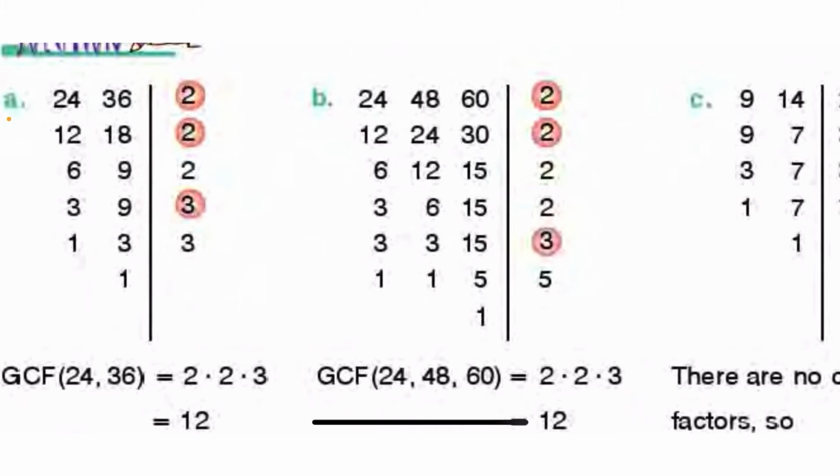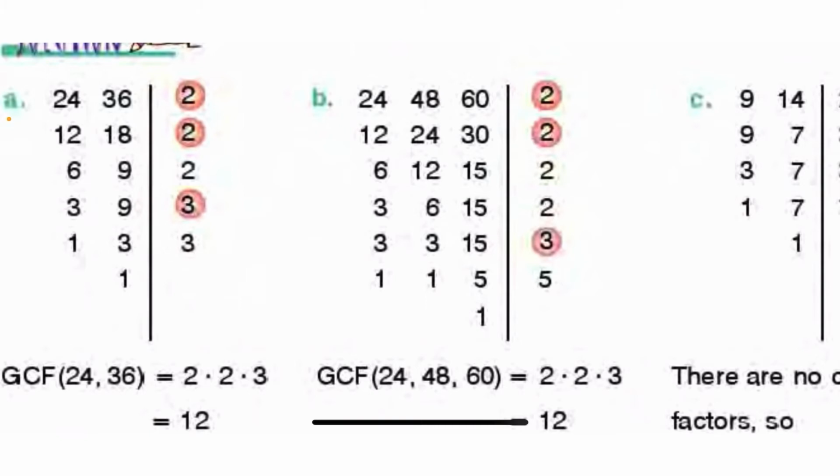15 is not divisible by 2, and 3 is also not divisible by 2, so we divide 6 by 2 only. So we have 3, 3, and 15. Now we have three numbers all divisible by 3, so we get 1, 1, and 5. 5 divided by 5 is 1.